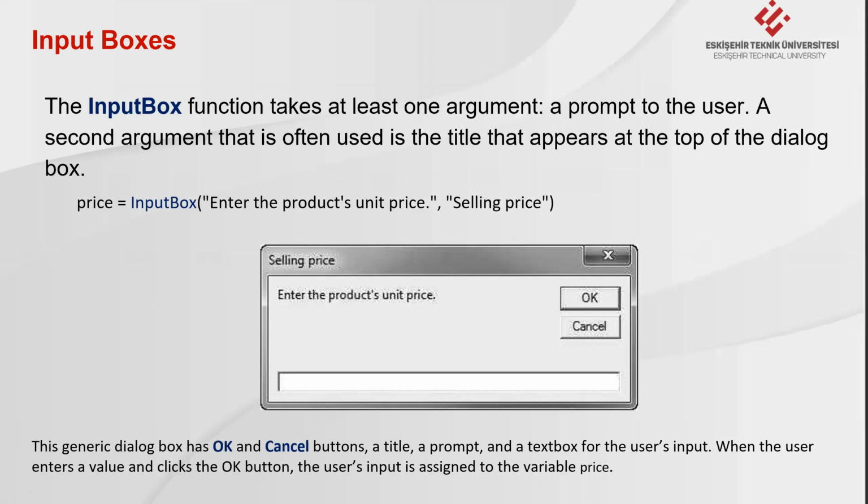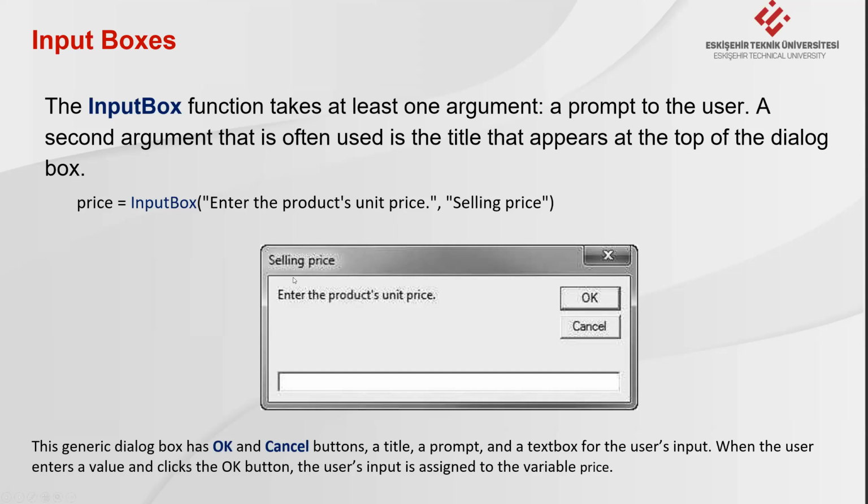Okay, so you have seen input boxes in our first example, but we did not mention them in detail. The input box function takes at least one argument, a prompt to the user. A second argument that is often used is the title that appears at the top of the dialog box. For example, assume that we are trying to get a price from the user and we use the input box function. We say input box and open the parentheses. Its first parameter is the prompt to the user. So you say, enter the product's unit price.